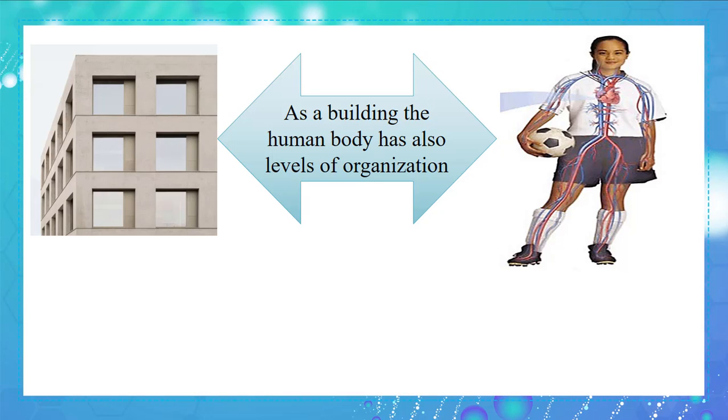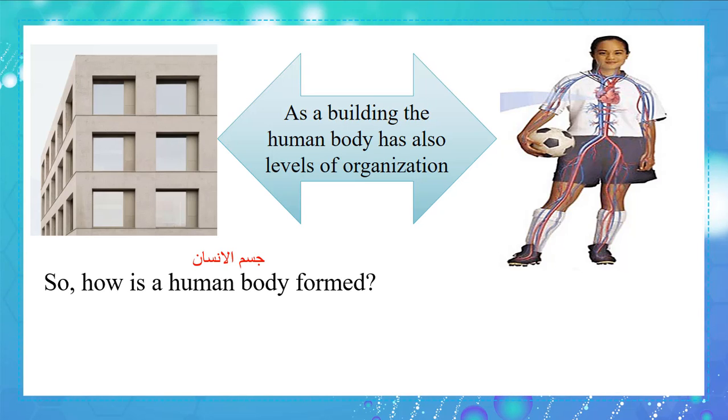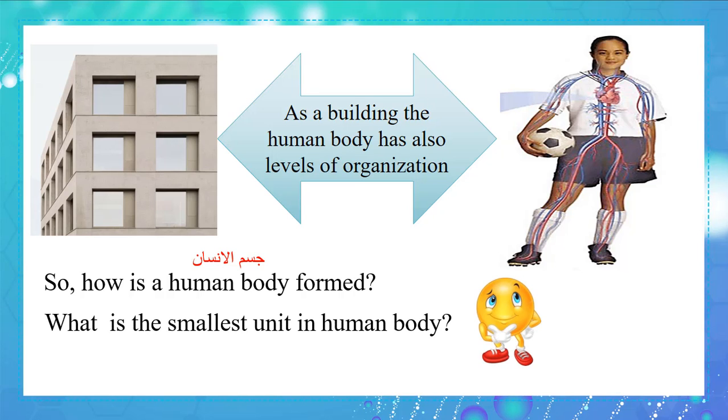Do you know that the building resembles our human body? But do you know how? As a building, the human body has also levels of organization. But do you know how is a human body formed? And what is the smallest unit in a human body? I think you know the answer for the second question. The smallest unit in the human body is the cell. But a group of cells will form what?